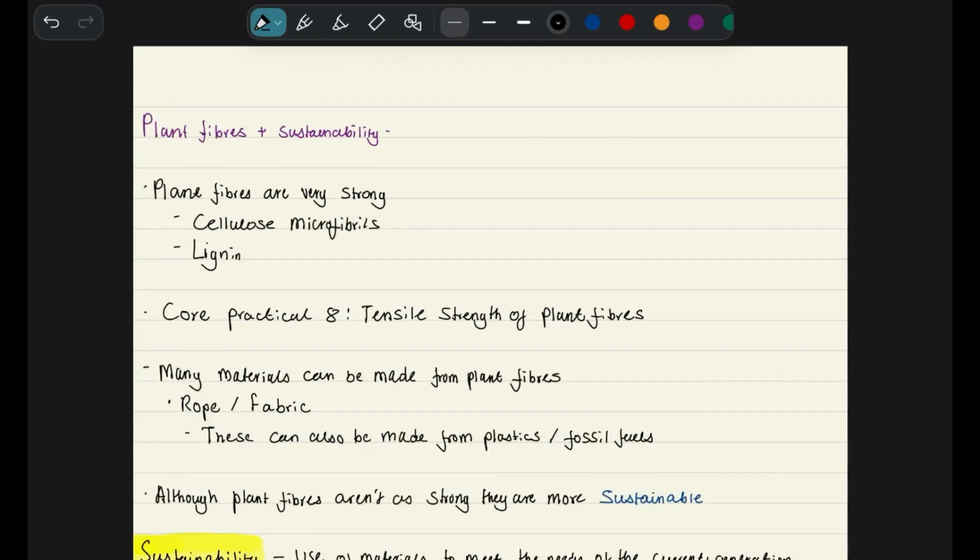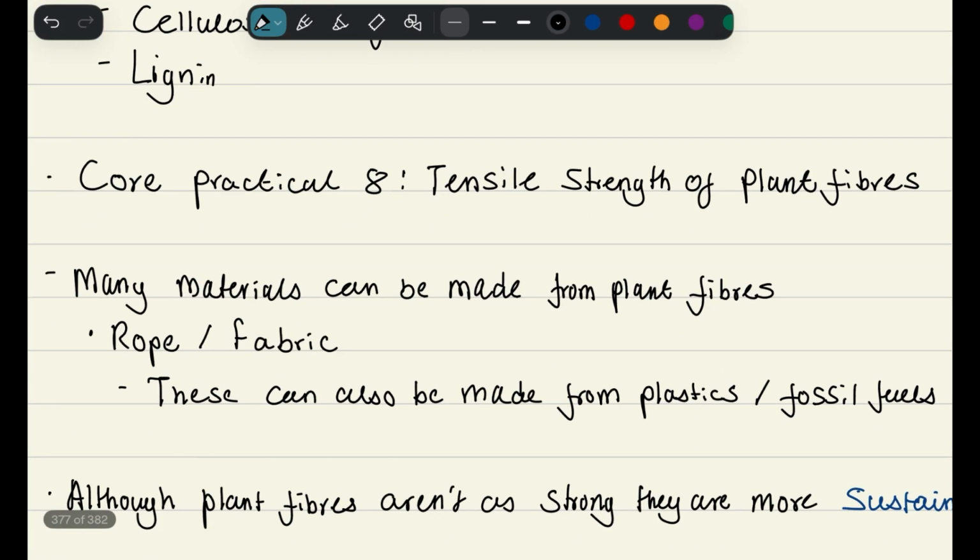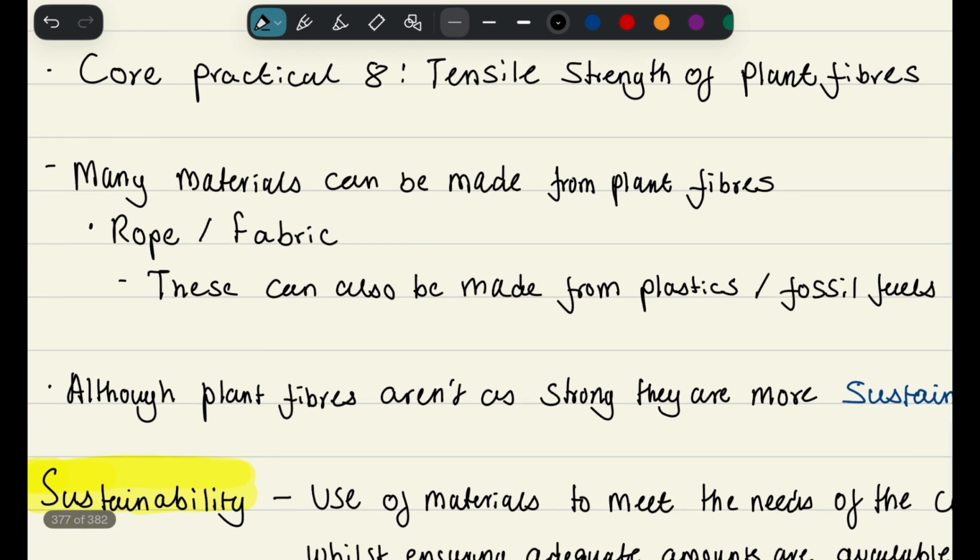Okay, this next section shouldn't be too long, but we're going to be talking about plant fibers and sustainability. So, we should know plant fibers are quite strong, yeah? Cellulose, microfibrils, lignin, the whole lot. And also know that you should do a core practical about the tensile strength of plant fibers. But what we really want to talk about is we can use plant fibers to make a lot of materials, so ropes and fabrics are the go-to.